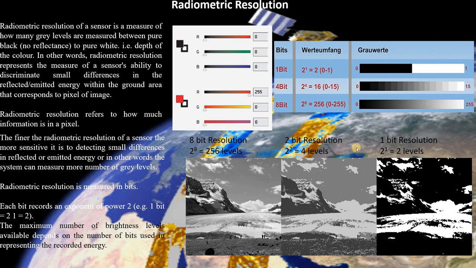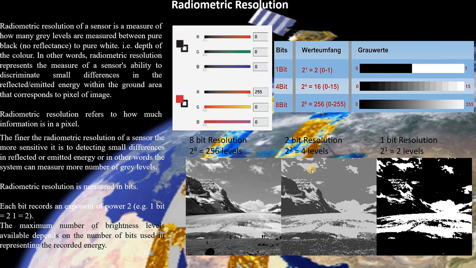Suppose you have two sensors. One sensor can detect only two levels between pure black and white, and another sensor can detect 256 gray levels very clearly, each and every level of 2 to the power of 8. That means 256 levels can be clearly identified by the sensor between pure black and white. Then which sensor will have high radiometric resolution? Obviously the one which has more gray levels or shades between pure black and pure white.